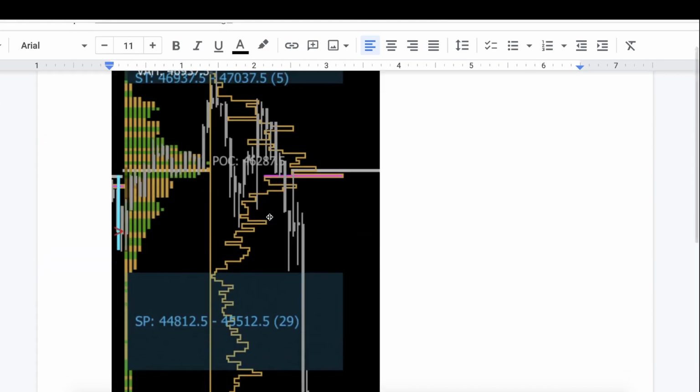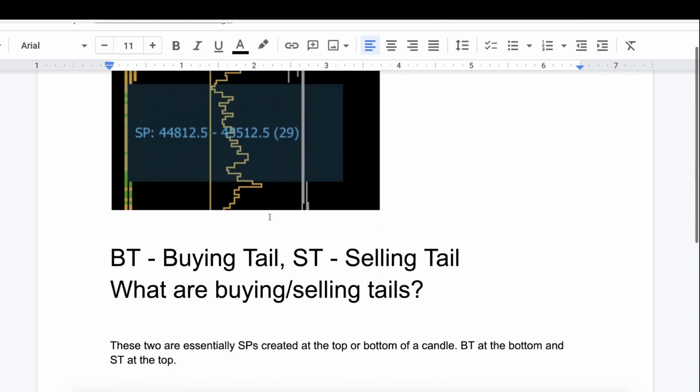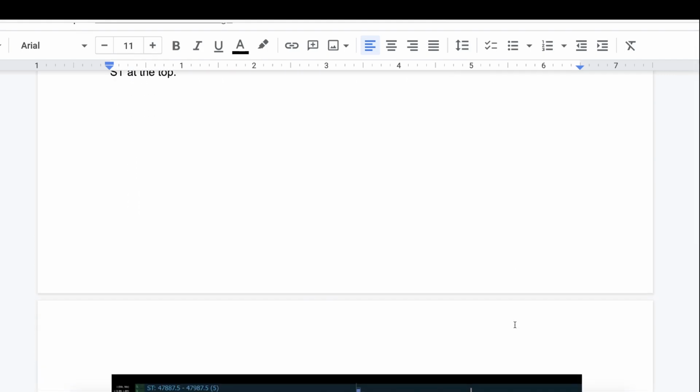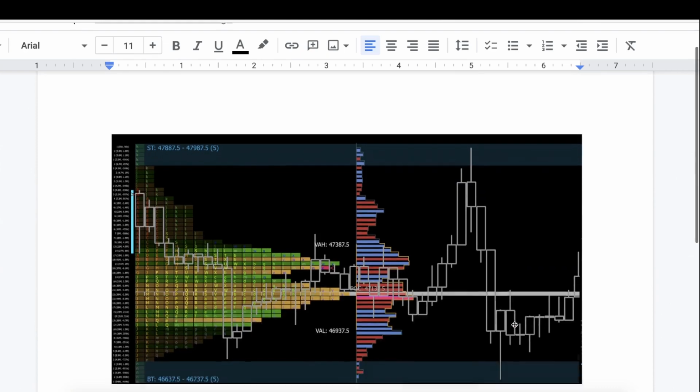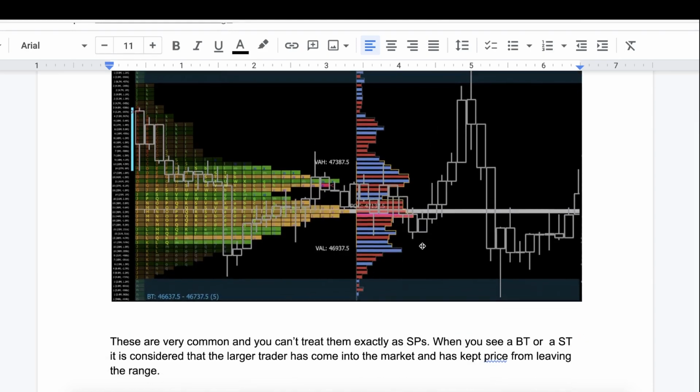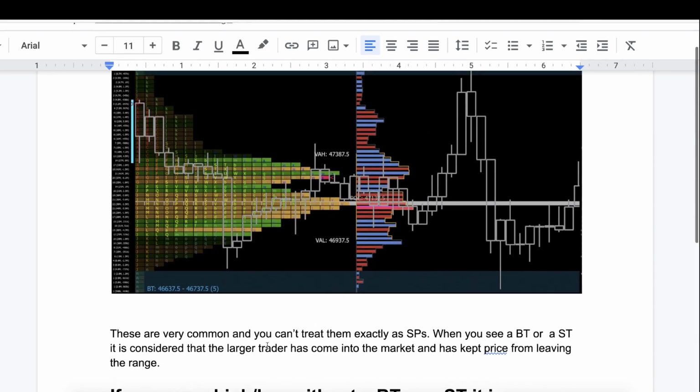these are actually very important because they can tell us a lot about what the intention of larger players are in the market. Okay? These are basically single prints created at the top or the bottom of a candle, of a balance. And if you see a selling tail form at the top, and you can see them form very quickly, that usually is a sign that we're not going to break out. Okay, selling tails and buying tails are super common.